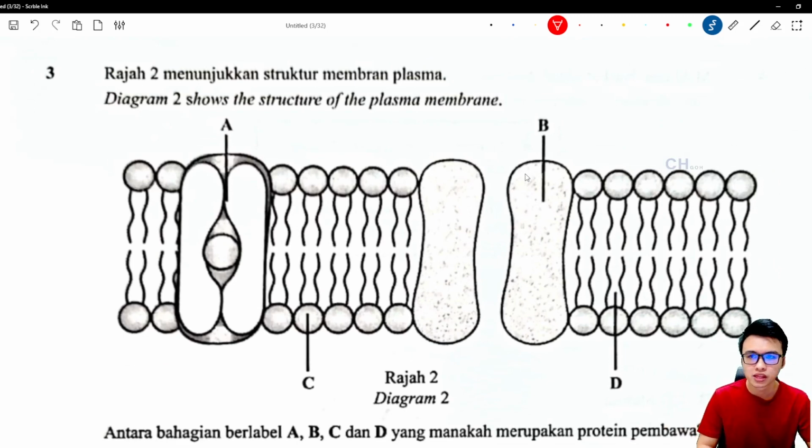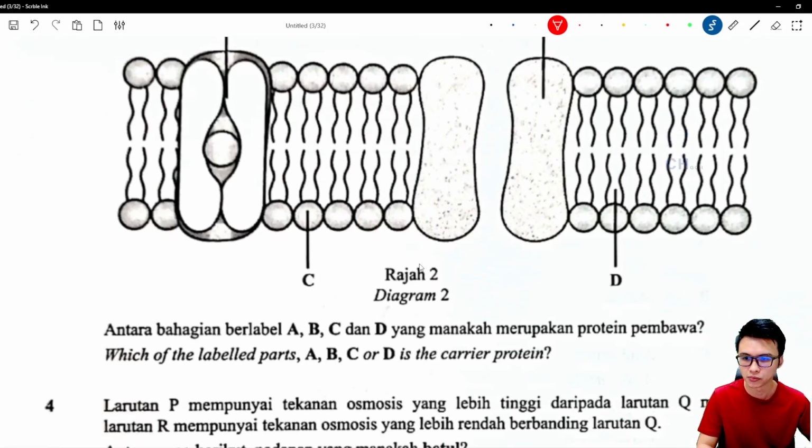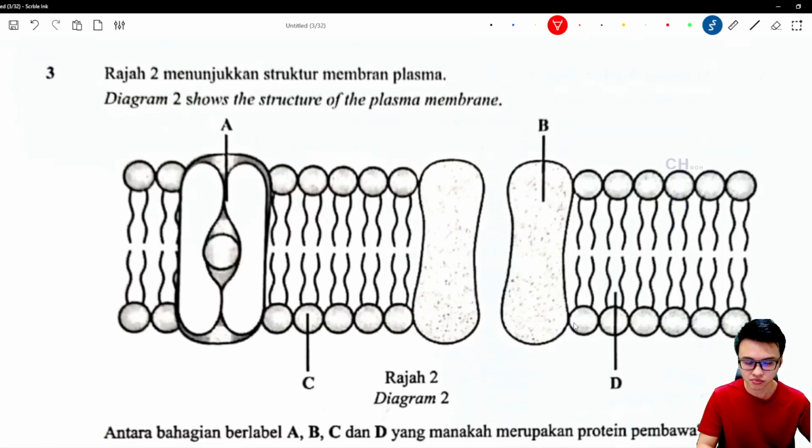Question 3. Diagram 2 shows the structure of the plasma membrane. Okay, so basically this is the whole plasma membrane. Which of the labeled parts A, B, C, D is the carrier protein? Now when we want to find out the carrier protein, first of all, we look at the shape of the carrier protein. For carrier protein, they have the active site, which is able to bind with the substance that wants to cross the plasma membrane. So basically they will have the shape.